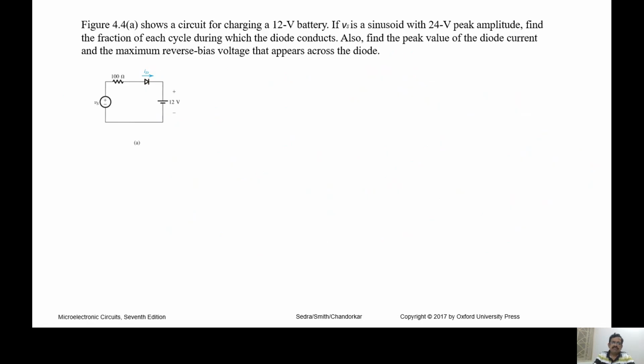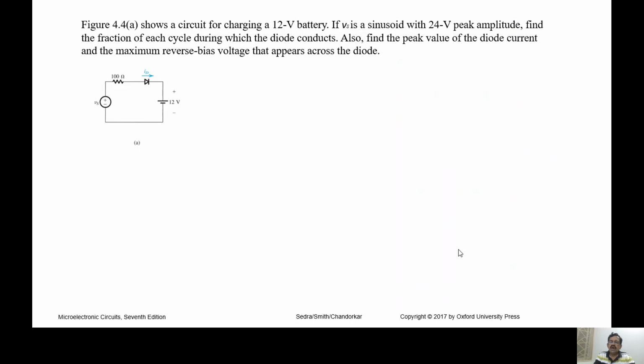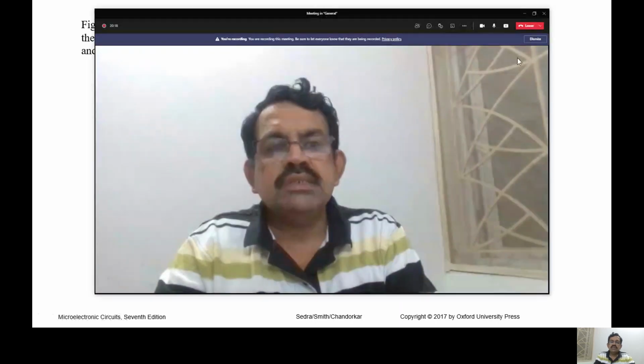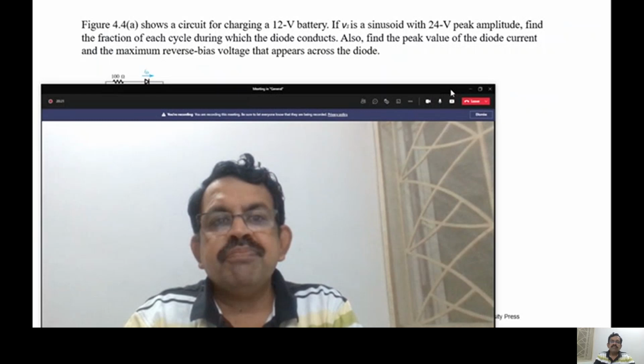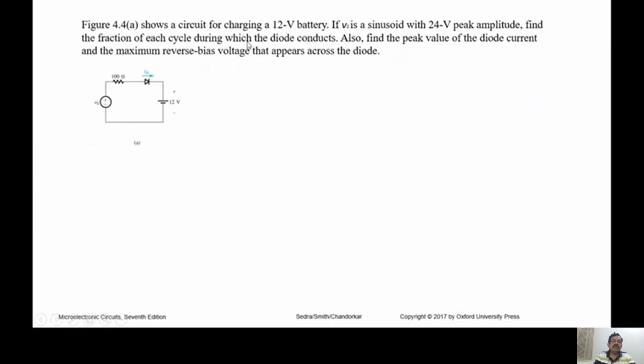So let us move on to the next problem. Figure 4a shows a circuit for charging a 12 volt battery. If Vs is a sinusoid with 24 volt peak, find the fraction of each cycle during which the diode conducts. Also find the peak value of the diode current and the maximum reverse bias voltage that appears across the diode.